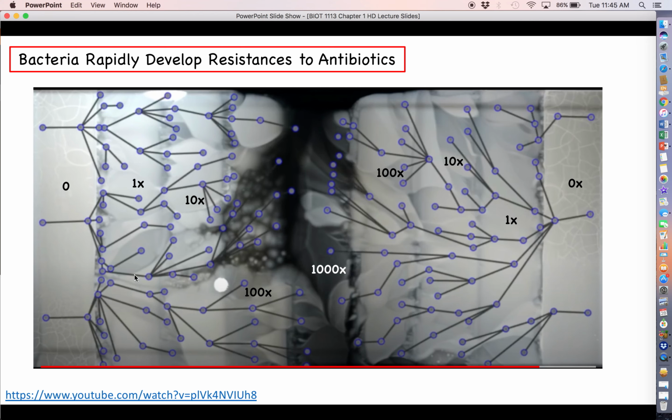At this interface right here, you can see this little line. This segment of the plate, labeled 1X, is impregnated with exactly enough antibiotic that should be sufficient to kill off these E. coli bacteria. So as soon as the bacteria hit that interface between the 0 and the 1, they should stop growing because the antibiotic is effective on those bacteria and prevents them from growing.